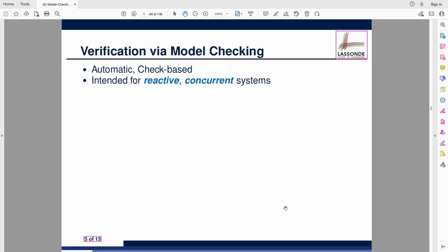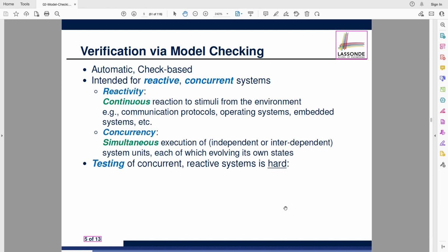Okay, we're getting very close to the LTL. For model checking, it will be automatic and check-based, intended for reactive and concurrent systems, right? Here is just some very quick definitions. A reactive system is going to continuously run. Events should really keep happening. That's reactive, which we did in 3342. Concurrency means you just got interleaving operations from different processes, right? They just keep interleaving. They happen at the same time.